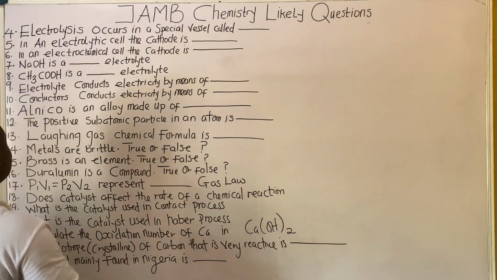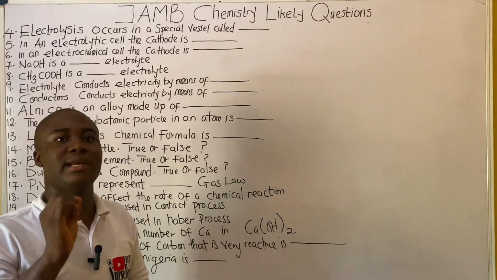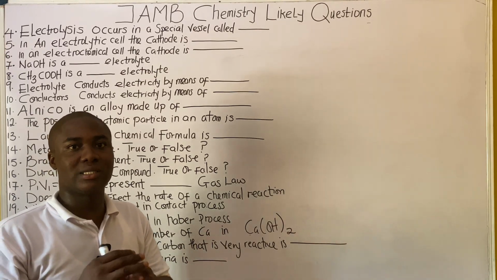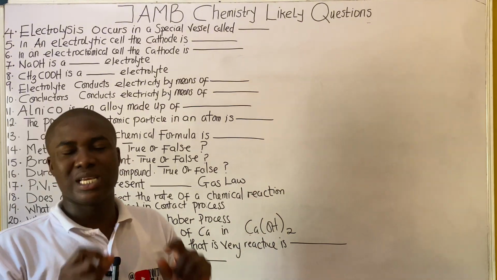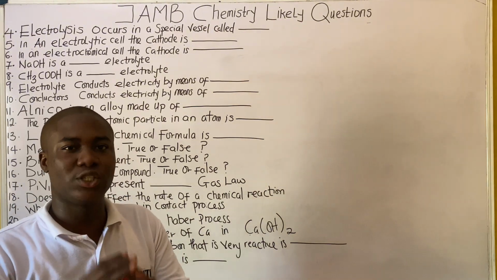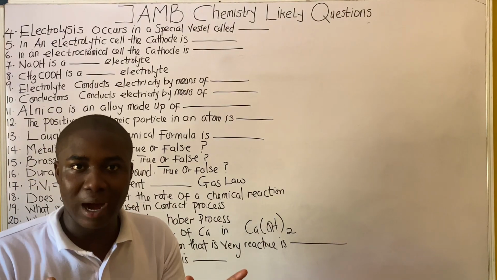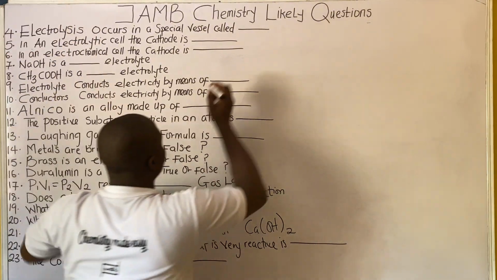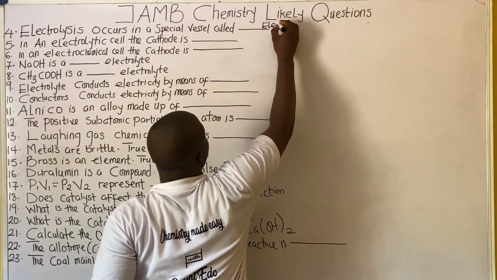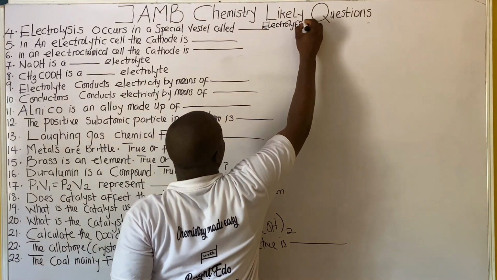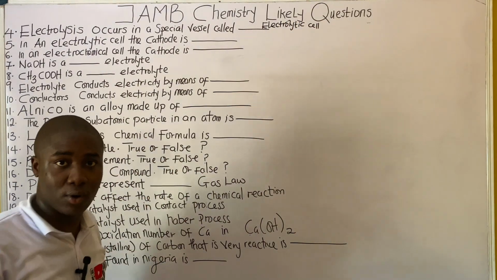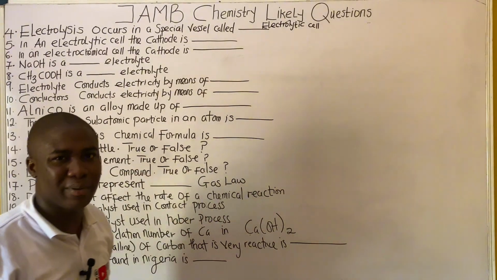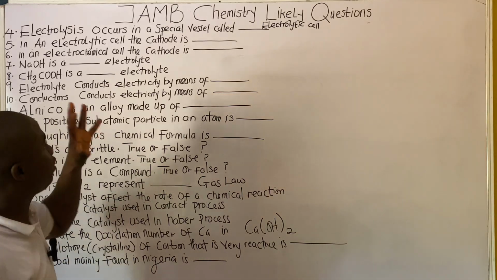All right, it says electrolysis occurs in a special vessel called, now electrolysis is basically a process used in electrochemistry that has to do with the passage of direct current through a compound, be it in solution or molten form. And this electrolysis occurs in a special vessel called the electrolytic cell. This must be noted. It is a special cell in which electrolysis occurs and is simply called the electrolytic cell.